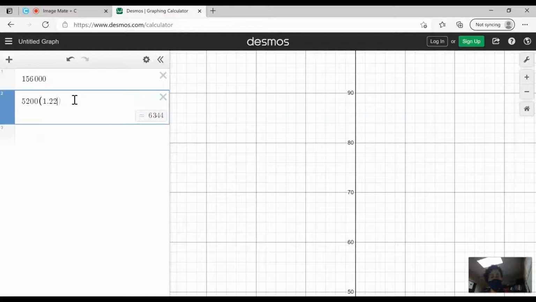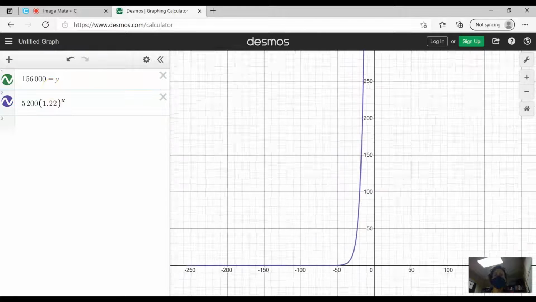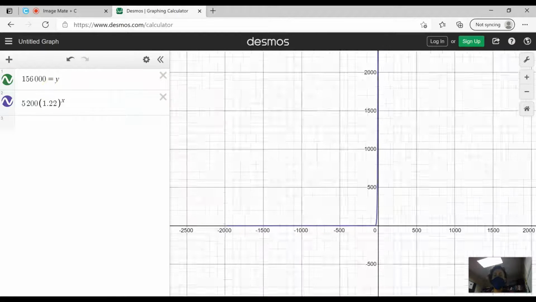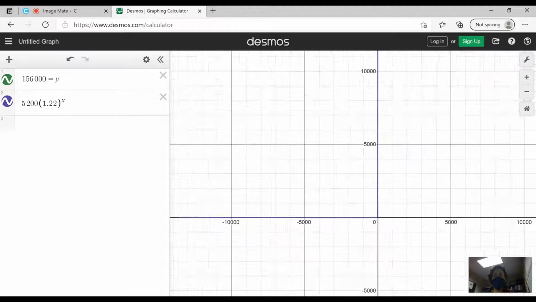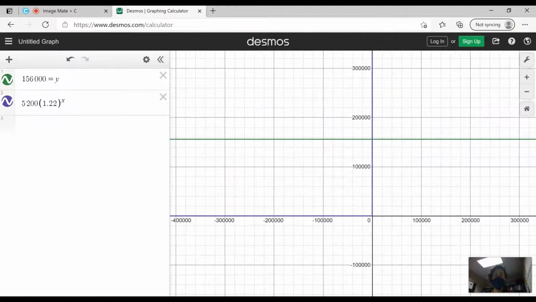Let's see. And remember, when you're just putting a number in, you will have to put an equals y after it. And then this is a y line, so it's a horizontal line at 156,000, which is really, I mean, that's quite something to get to on Desmos. So, if you probably can't see this, but I'm just zooming in and out.